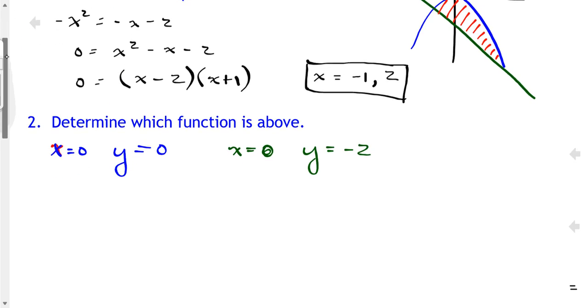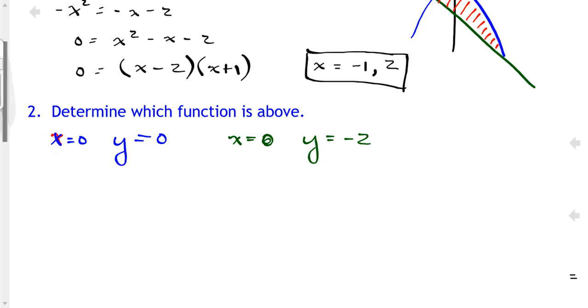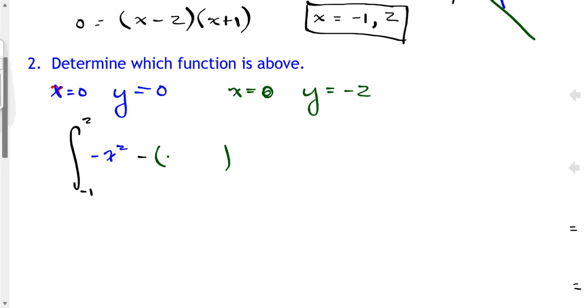Okay, so we can do the integral from -1 to 2 of the blue function, -x², minus the green function, which was -x minus 2. And again, I'll give you some time to work that out.